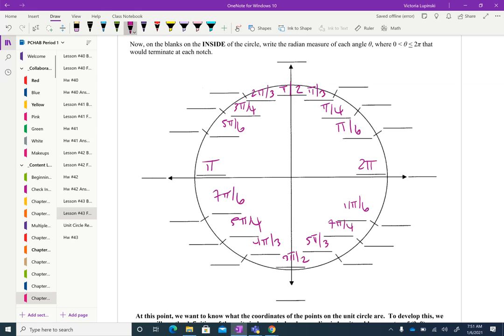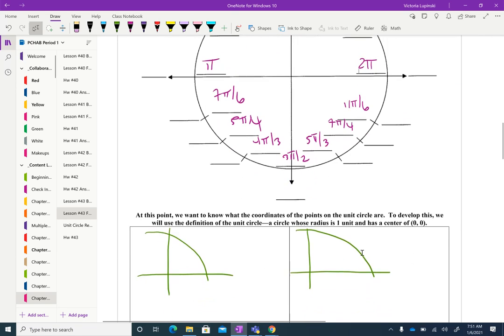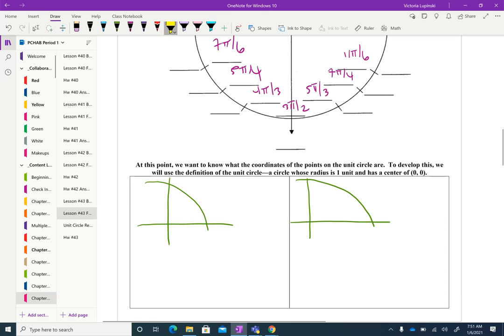Okay, so again, you could duplicate this by counting in pi over 6s or by counting in pi over 4s. And again, making sure that you reduce all the way along the way. I'm just double checking that I've done all of that correctly, which it looks like I have. And now here's what we actually want to know. So now that we know how each degree measurement is equivalent to a radian measurement, we want to go ahead and figure out what are the actual coordinates of those points on the unit circle.